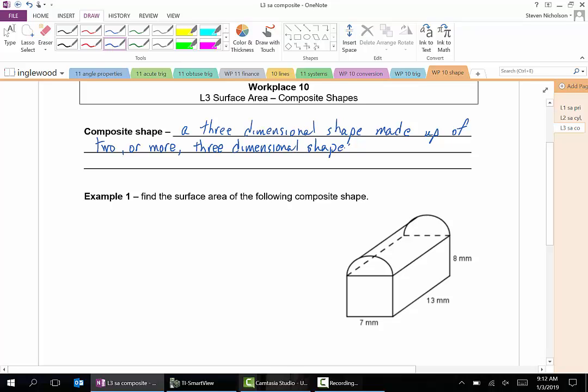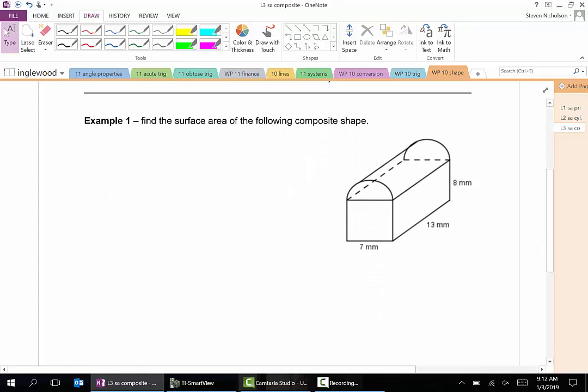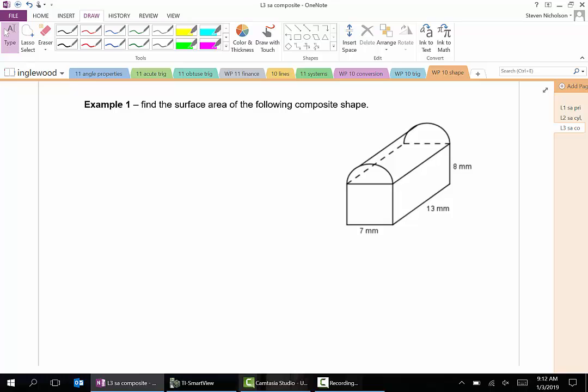So composite, the root word is compose, and compose is to make up. So these can get a little bit messy, so we have to think of some key ideas. I have a few key ideas.